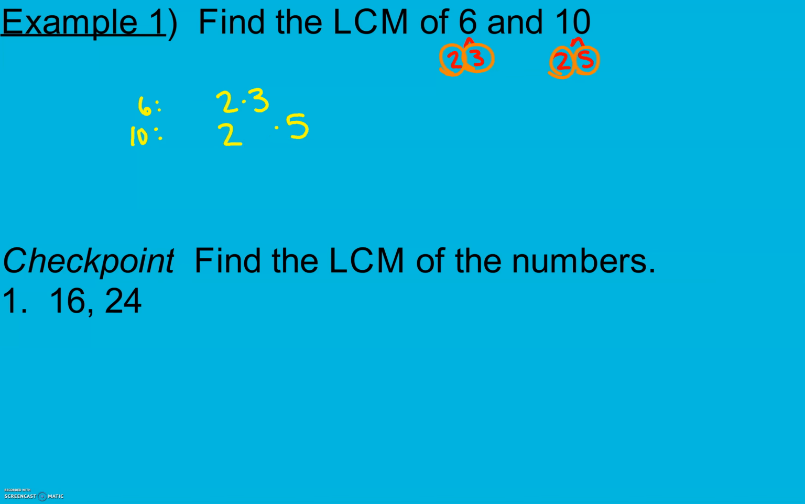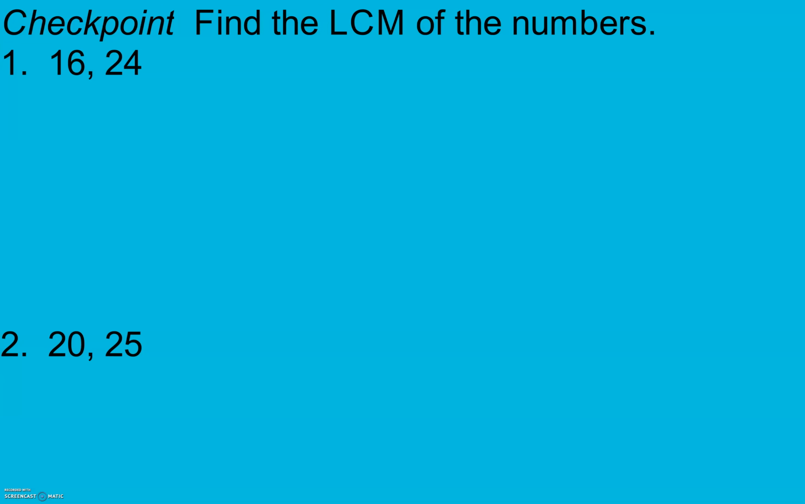I'm going to find my greatest common factor first. I'm going to take that greatest common factor, and I'm going to multiply by every other column. So times 3 times 5. So 2 times 3 times 5 is going to be 30, and that's my LCM. Feel free to pause here and give this a try.